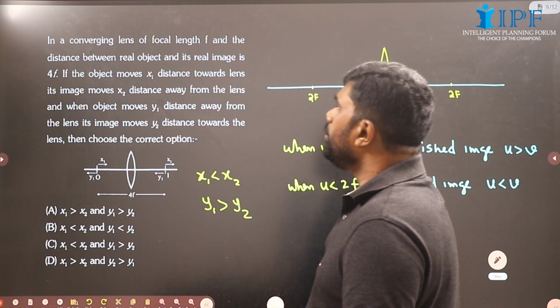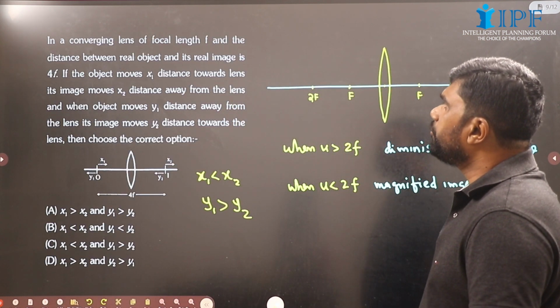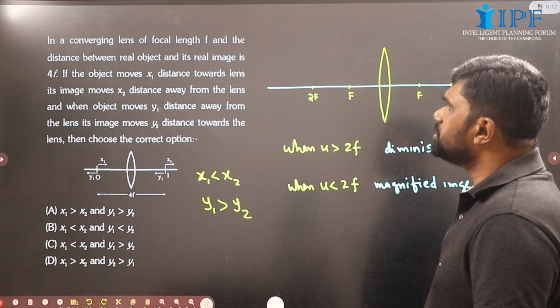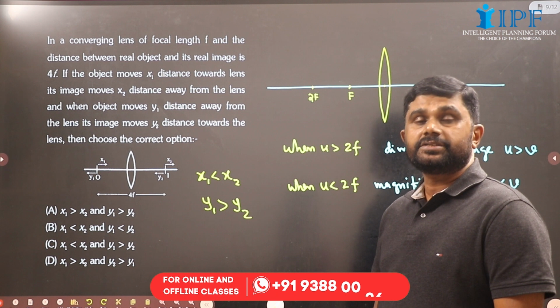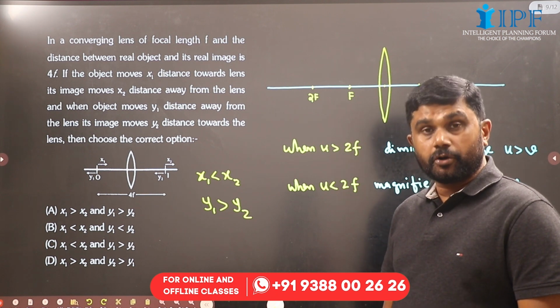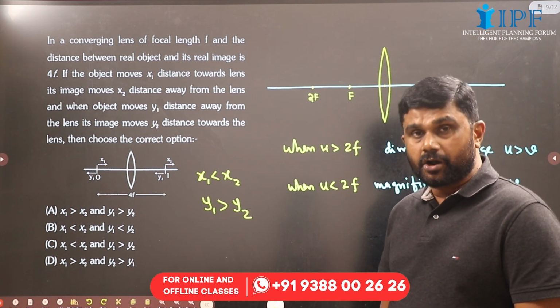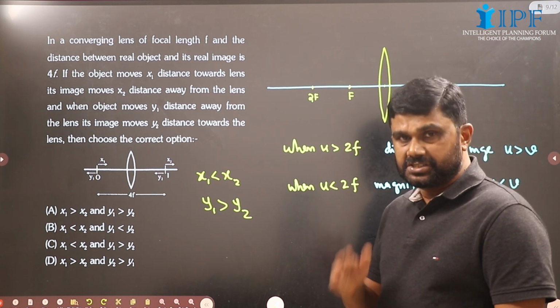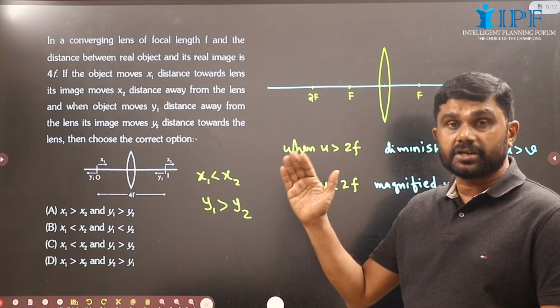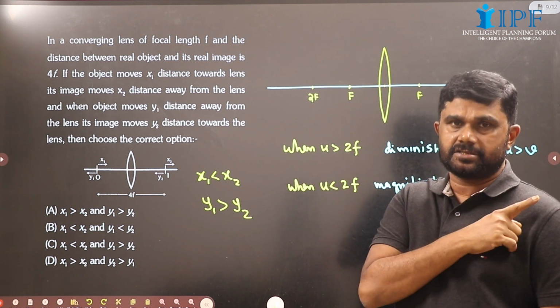Now, in a converging lens of focal length F, the distance between a real object and its real image is 4f. That is the minimum distance between an object and its real image formed by a convex lens, and that is the case when the object is placed at 2f on one side, and the image will be formed at 2f on the other side.